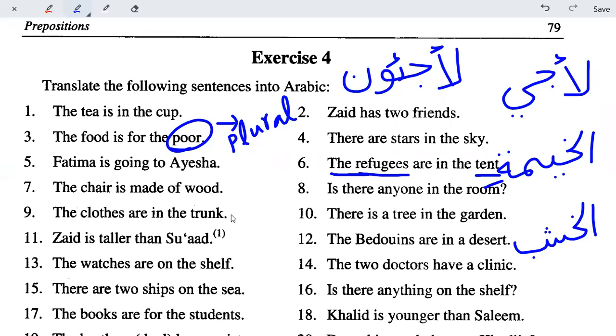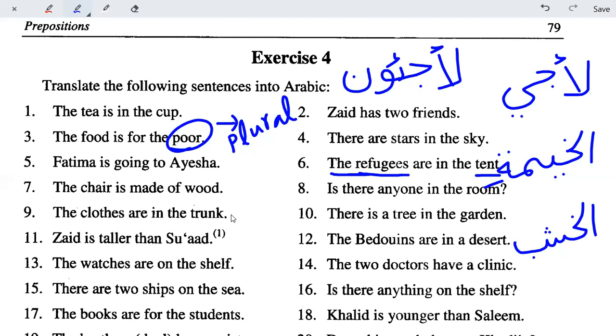Al malabis fil hadika. La. Al malabis fil sanduk. Yes, al malabis fi sanduk is also okay. So you can say al malabis fis sunduk. No problem. Hadika means garden. This is trunk, not a garden. Number nine. Next.